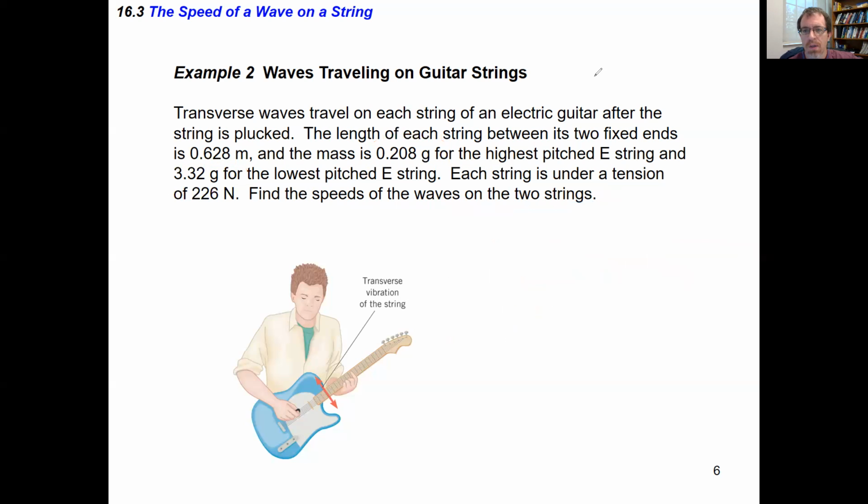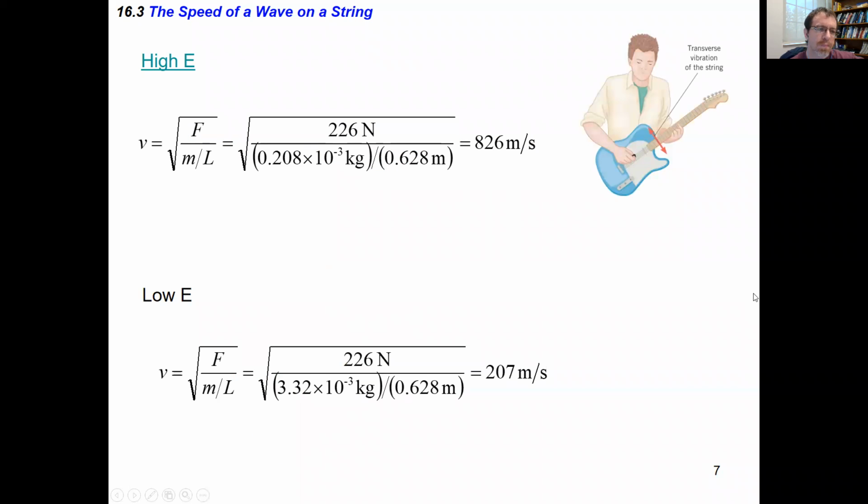I'm going to cheat and flip over to the next slide where it's done already. There we go. We can see that for the high E string, the speed of the wave is 826 meters per second. For the low E string, it's 207 meters per second. I'd like to see if you notice anything about those two numbers, those final results. 207 and 826.